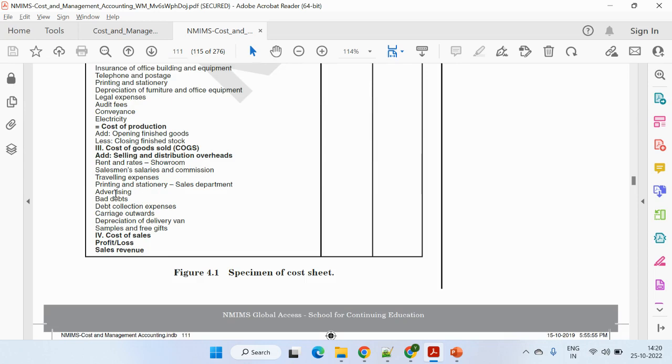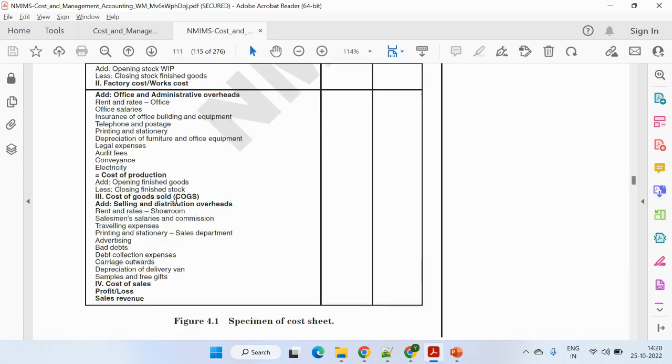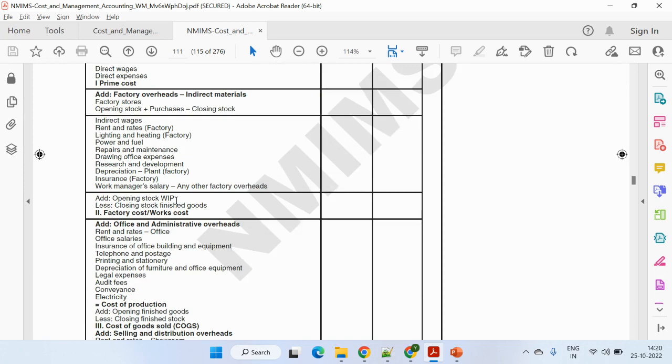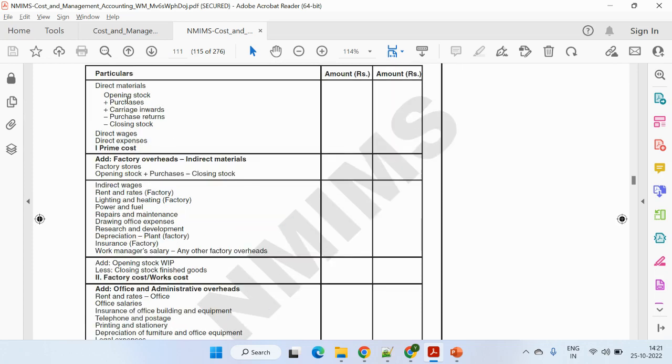If you see that advertising is not there, you can just remove it, it's not required. The only things required are, say, the factory overheads, or the purchases, or the rent and rates, whichever are there. You just mention those values and put the amount over there.